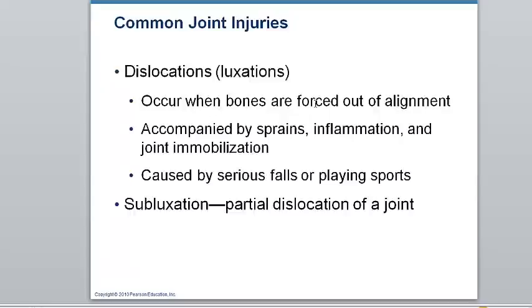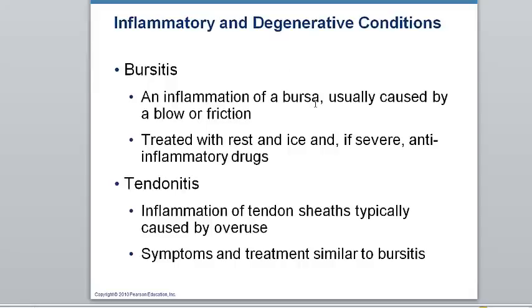Dislocation is also called luxation. This is when you have the bones within the joint out of alignment. Of course, when the bones are out of alignment, you end up having sprain or inflammation or joint immobilization. And subluxation is partial dislocation of a joint. The other types of homeostatic imbalances are usually inflammatory and degenerative in condition, meaning they're going to cause tissue damage.